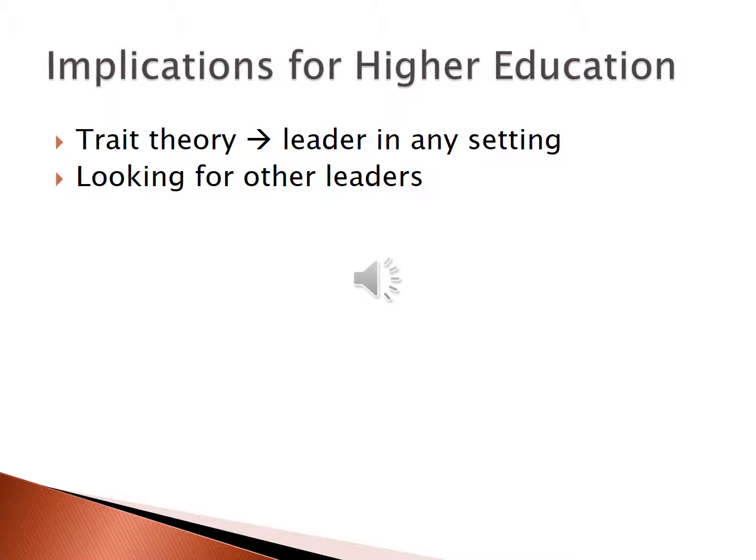This is one thing I know that is somewhat common among students. I have heard of student leaders going to other students and telling them that they see leadership potential in them. This has also happened from faculty to students, and I'm sure it happens throughout administration as well. So the trait theory can be useful in looking for those traits in other people and encouraging them and guiding them to leadership positions.